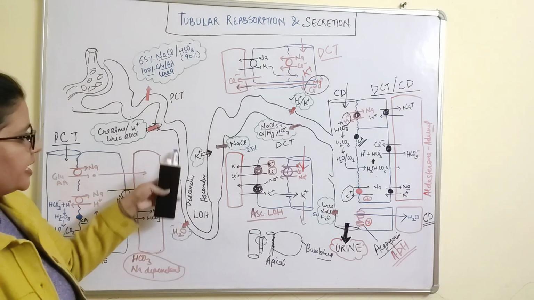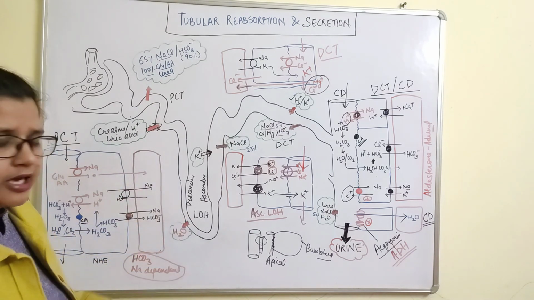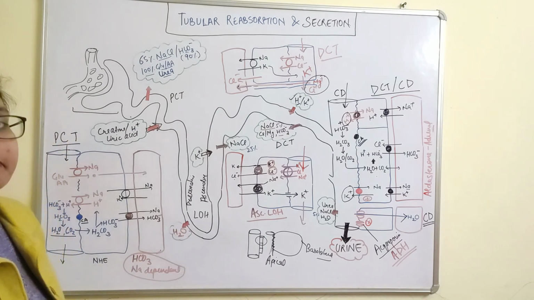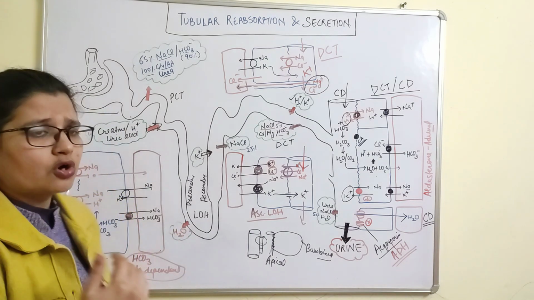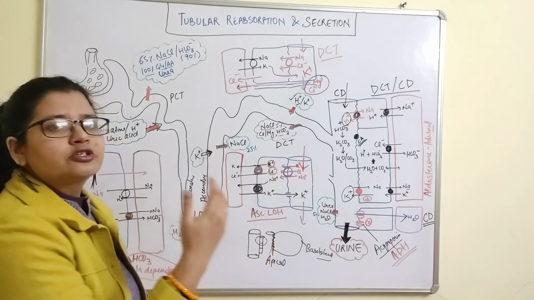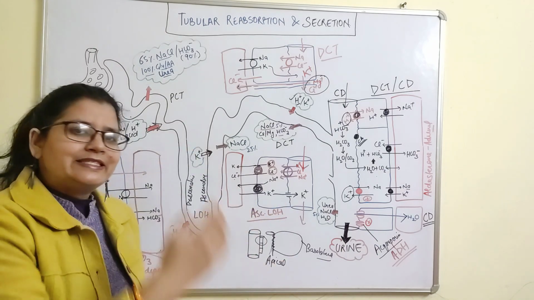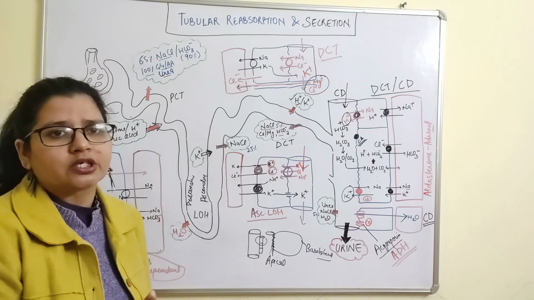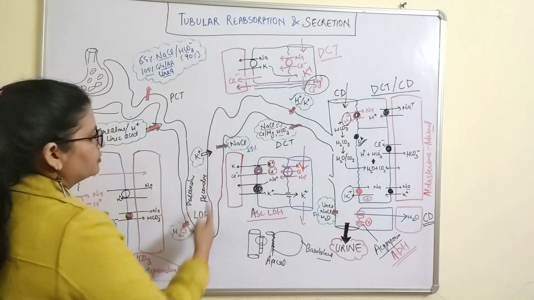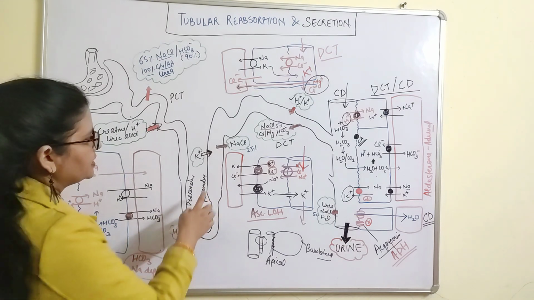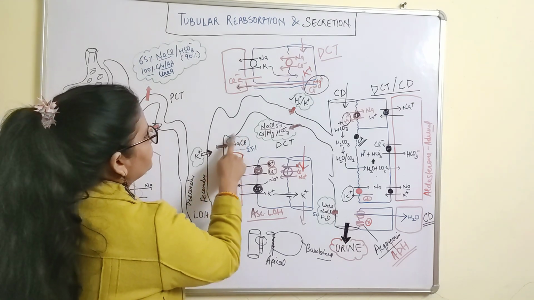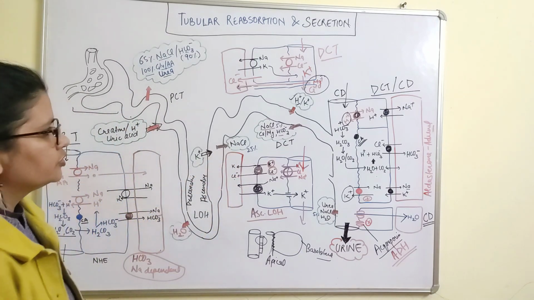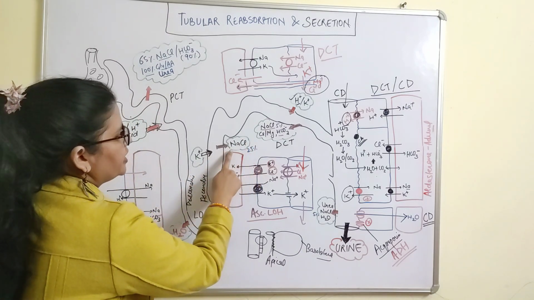Then the next segment is the descending loop of Henle, where only water reabsorption occurs. Mind it, whenever you talk about urine formation, reabsorption or secretion, the descending limb will not come. The descending limb is only permeable to water. Fine. So next comes the ascending limb. Basically what happens here is only sodium chloride reabsorption occurs and potassium secretion occurs. So 25% of sodium chloride is reabsorbed here.